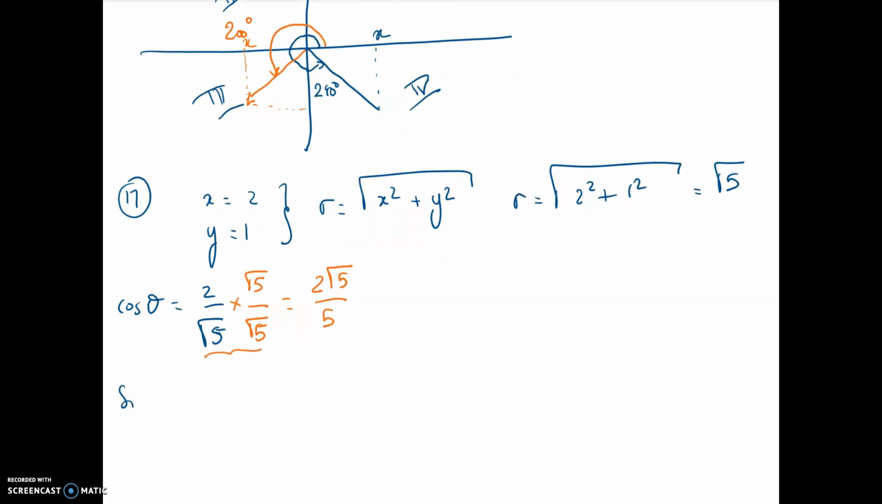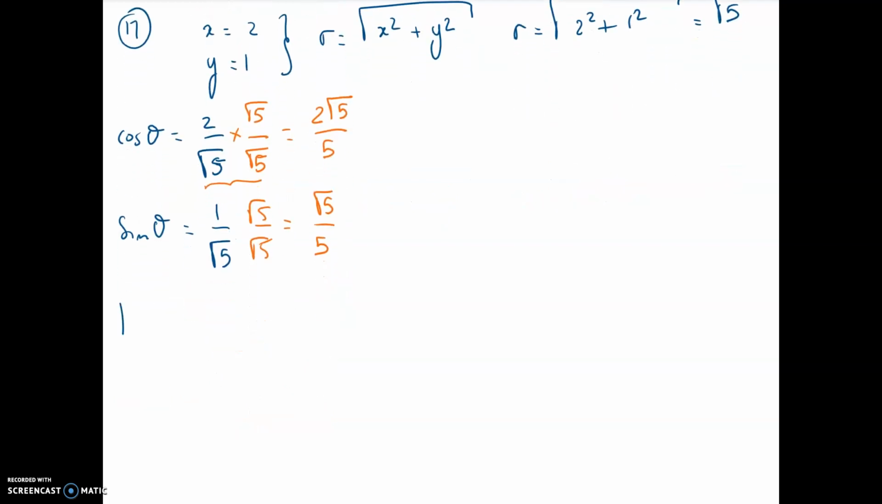I can do exactly the same work with sine of my angle, which is now 1 over square root of 5. I will multiply by the square root of 5 top and bottom, and so I end up with square root of 5 divided by 5. Tangent of my angle, I could easily remember, it's y divided by x, so it's going to be 1 divided by 2.